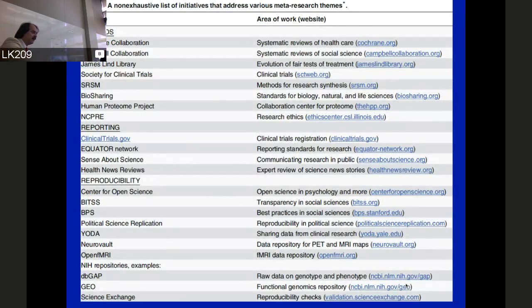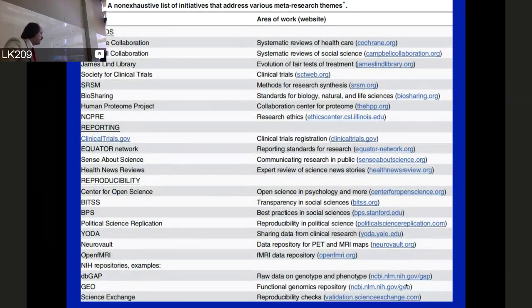BPS is a group that is part of Metrics or affiliated with Metrics, and it's here on campus. John Krosnick is leading that, again, focused on social sciences and best practices. The Political Science Replication, YODA, launched by Harlan Krumholz at Yale, about sharing of raw data and making raw data available from clinical trials and clinical research.